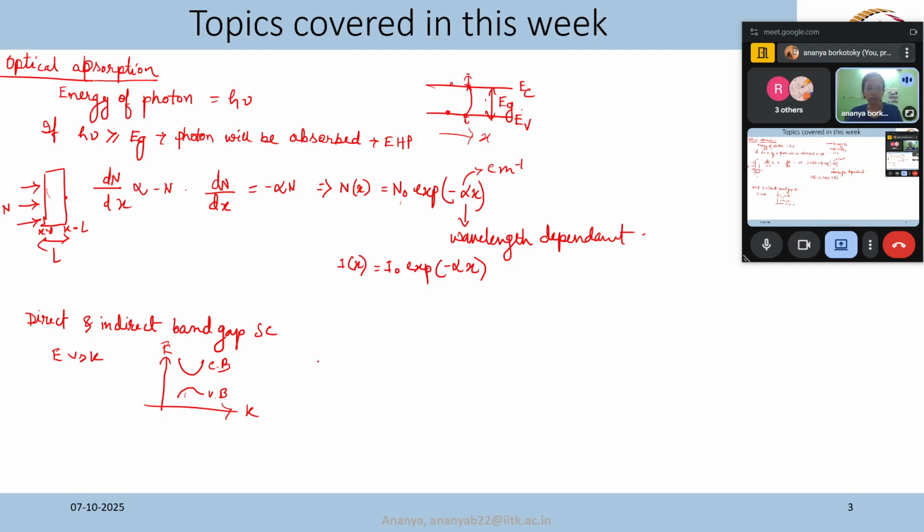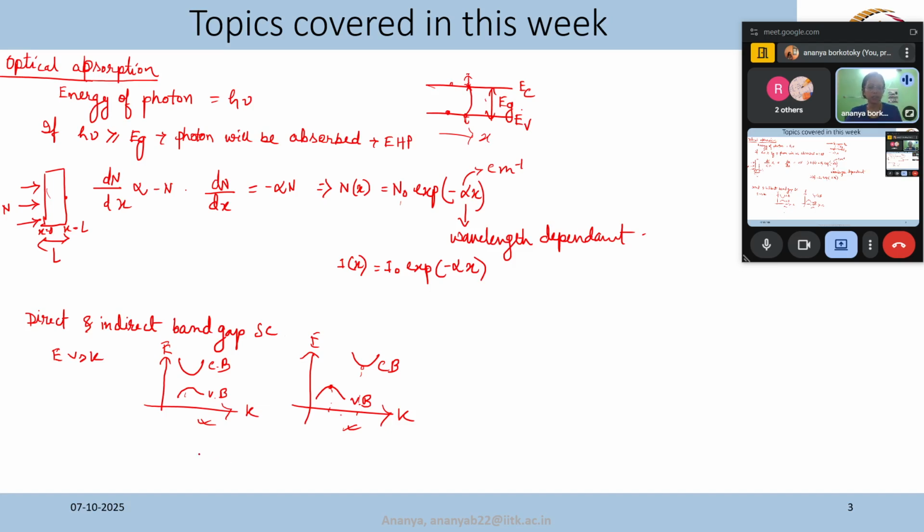Now we have another type of material for which the E-K diagram will look like this. This is the conduction band and this is the valence band, and now you can see the edge of the valence band and the edge of the conduction band are not at the same K point. So these are indirect bandgap semiconductors and these are direct bandgap semiconductors. We know that silicon is an indirect bandgap semiconductor, and gallium arsenide is a direct bandgap semiconductor.